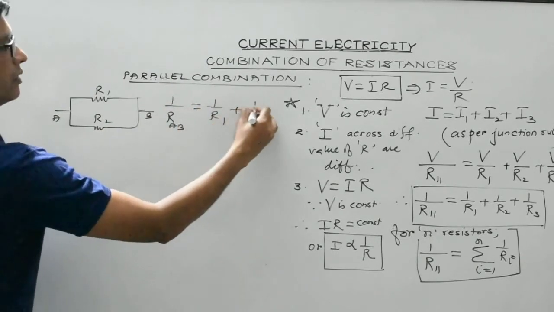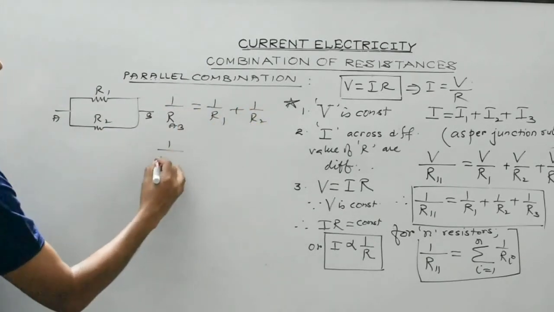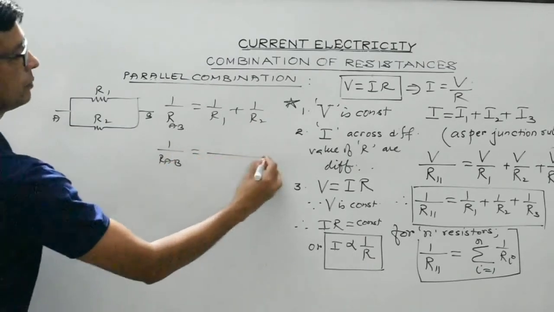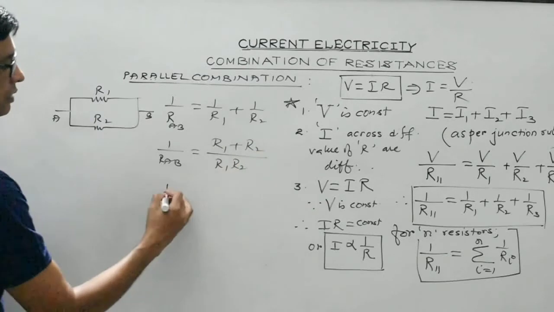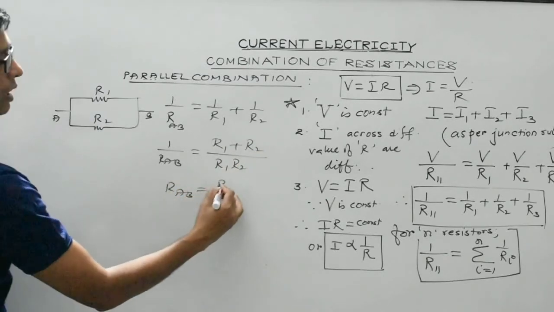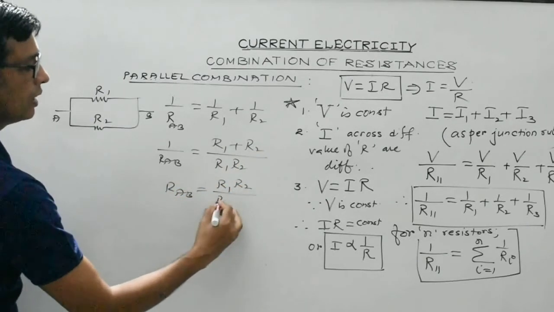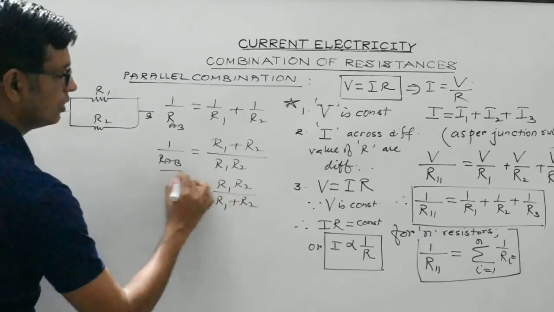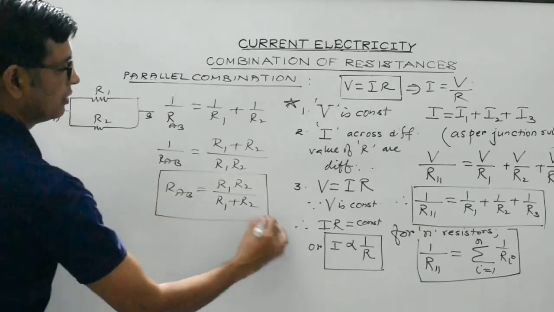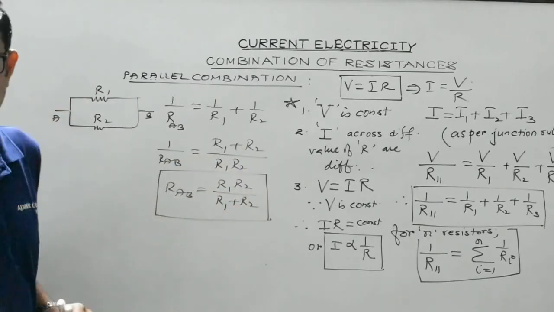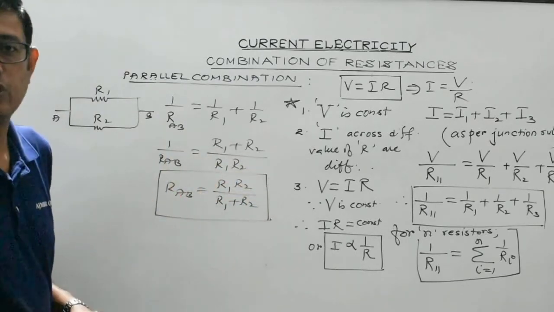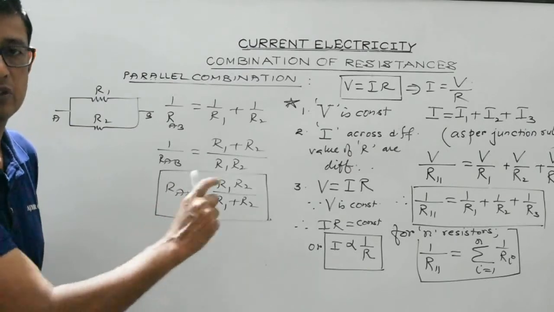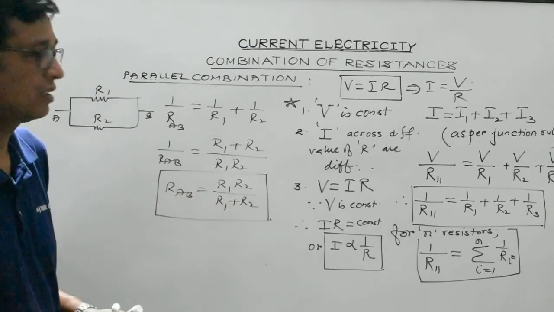Just now we have derived, isn't it? So on taking LCM and in the last step taking reciprocal, what we will be left with is R1 R2 divided by R1 plus R2. This formula is recommended, right? So just remember this formula and we can do it verbally only. There is no need to do any written calculation part.